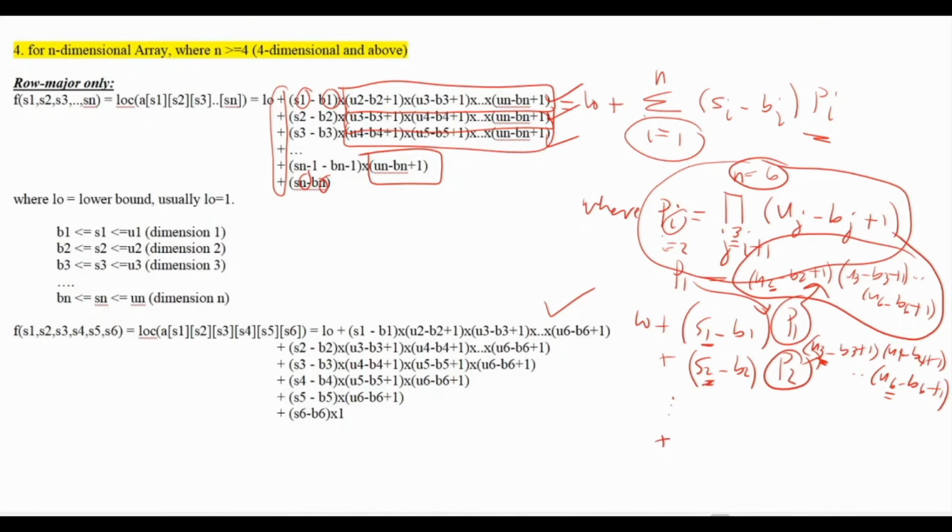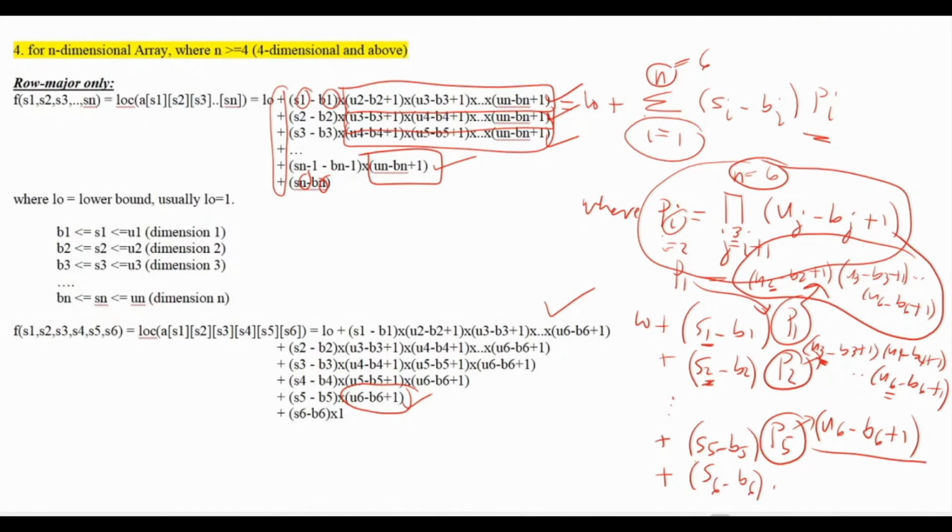Say we are now second to the last. This would be S5 minus B5 times P5. What is P5? P5 is simply, based on that, U6 minus B6 plus 1, which is this one, or in our example here, this one. And finally, the last, when n is equal to 6, in this example our n is 6, so we have S6 minus B6 times P6. P6 is what? i is 6, so this would be 7. Since that does not exist, then this is simply 1.